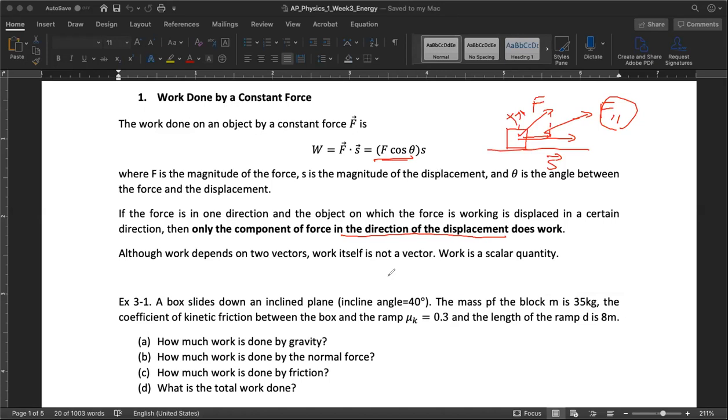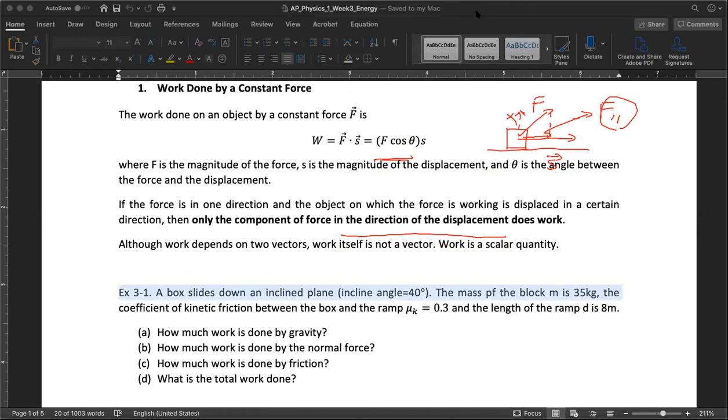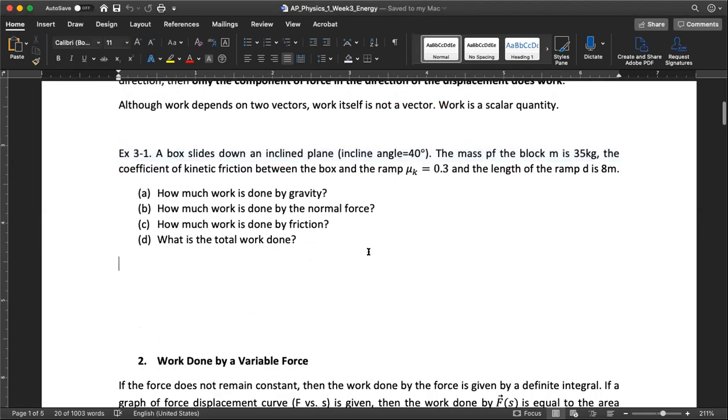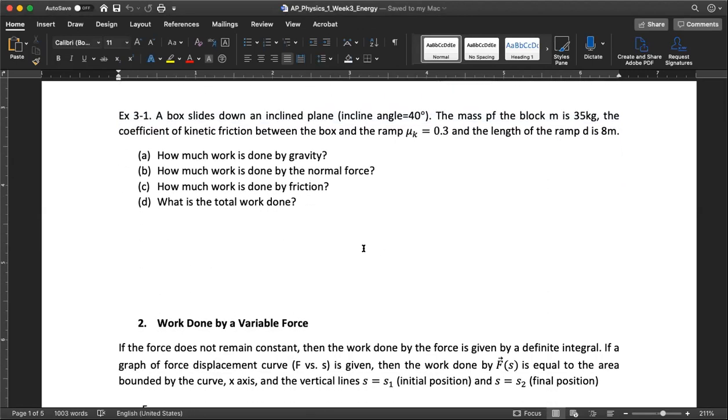All right, so this is a pretty basic idea of the concept of the work done by a constant force. Here we have a very basic question. Try it. I'll give you a minute.